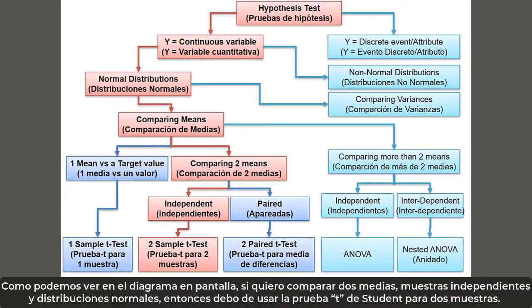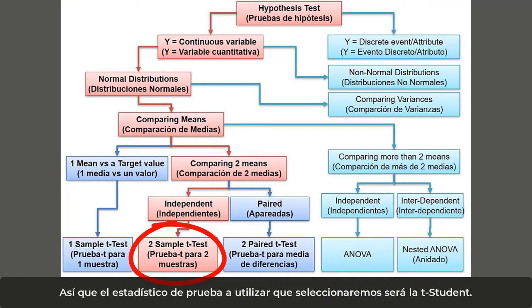As I have said, and you will see in the diagram that is being displayed, I want to test two means, independent samples, normal distribution. And for that reason, I will be using the t-student test for two samples. Then select the test to use: t-student test. That is the statistic that I will be using.